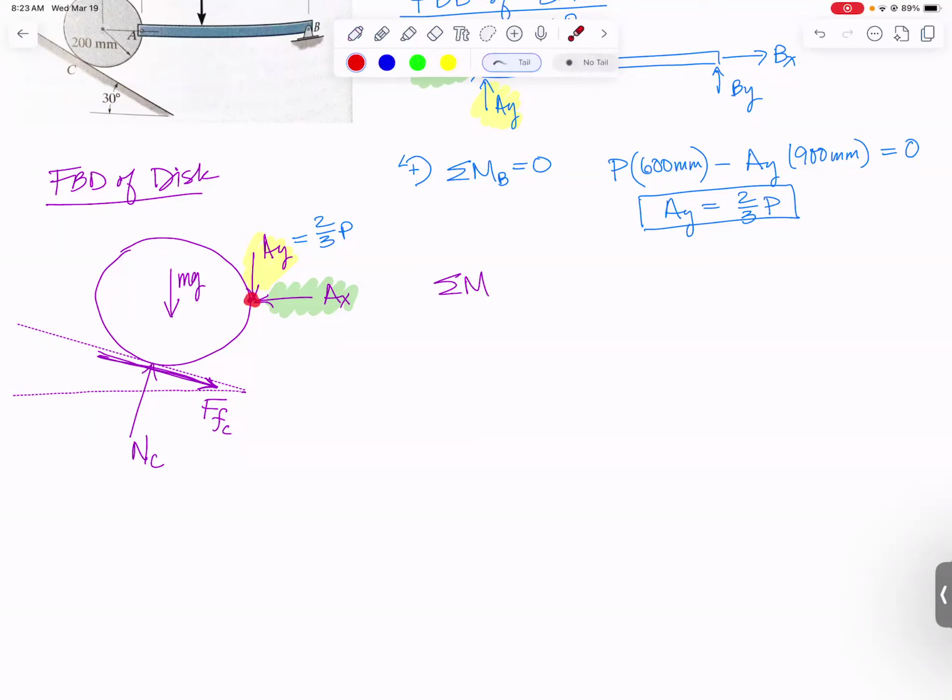You could sum moments about point A. A is good because AX and AY go right through it. However, I don't know the perpendicular distance from the force of friction to point A, and the normal force to point A, I have no idea how to find that perpendicular distance either.